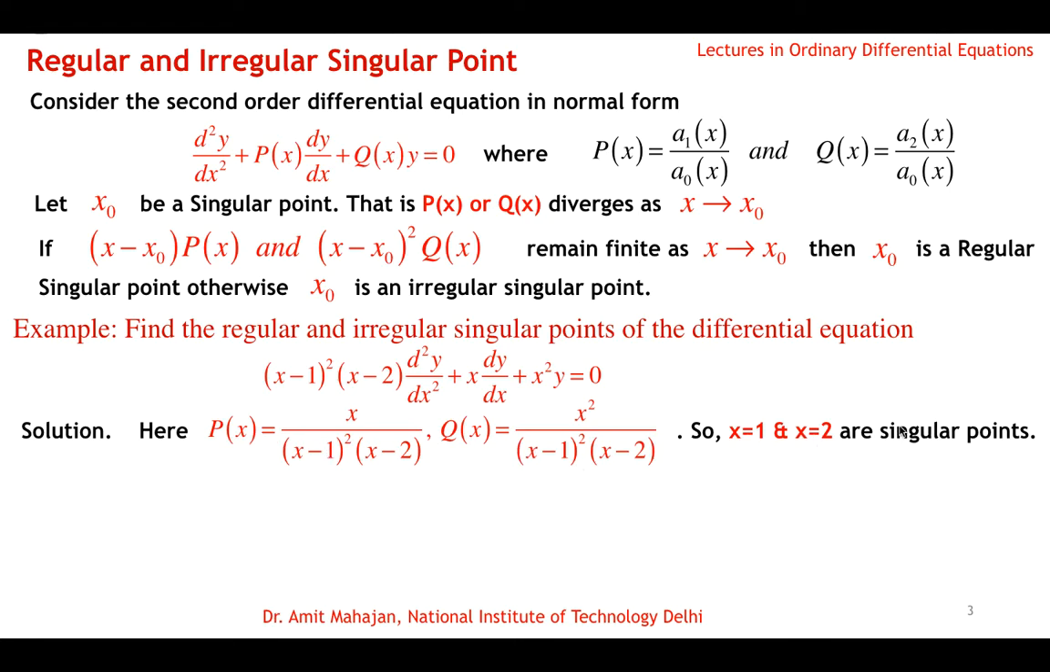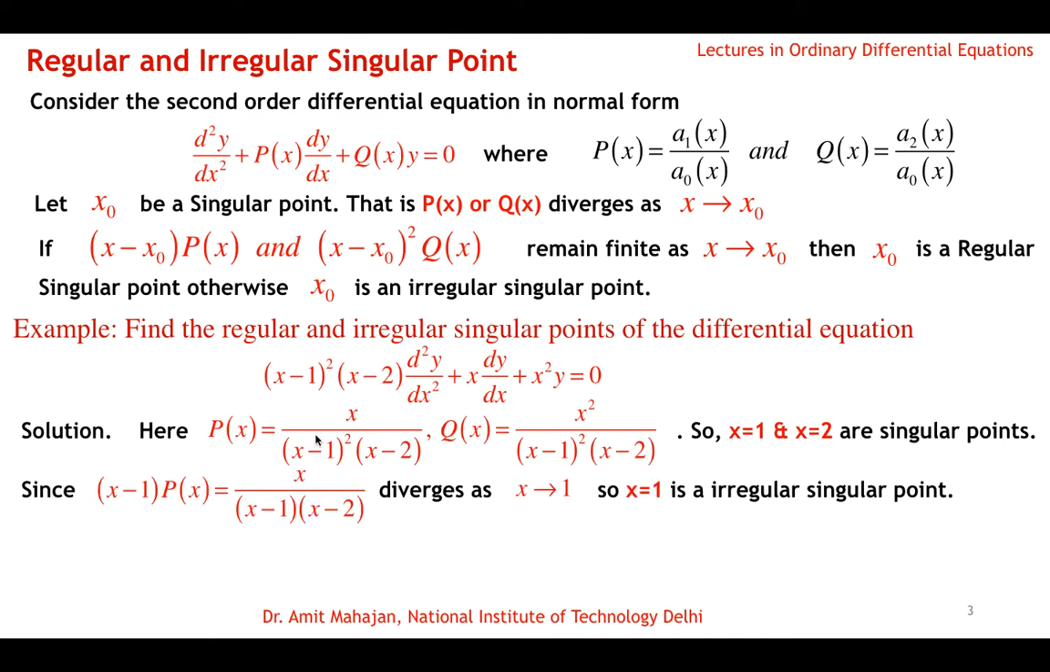Now to check whether these singular points are regular or irregular, what we need to calculate is, for x is equal to 1, we need to calculate x minus 1 into p and x minus 1 square into q. Okay, and then take limit x tends to 1 and check whether this is diverging or not. So if I multiply this p with x minus 1, then one x minus 1 will cancel out, but there still will be one x minus 1 factor in the denominator. So x minus 1 into p will diverge when x approaches 1. Okay, so because of that x is equal to 1 is an irregular singular point. Okay, because this factor x minus 1 times p diverges as x tends to 1 because of this x minus 1 in the denominator.